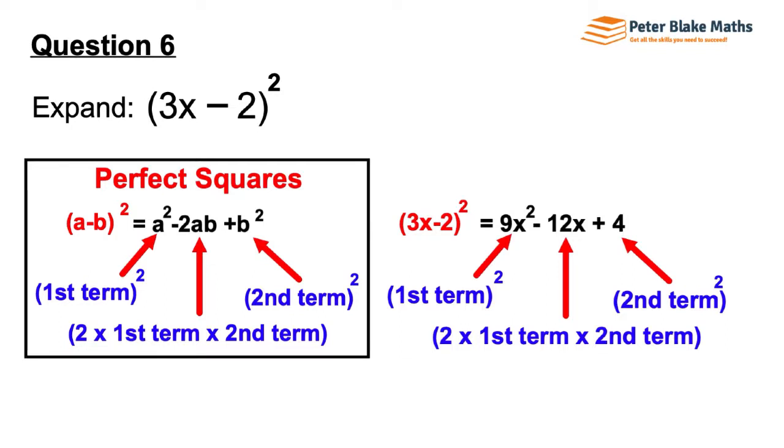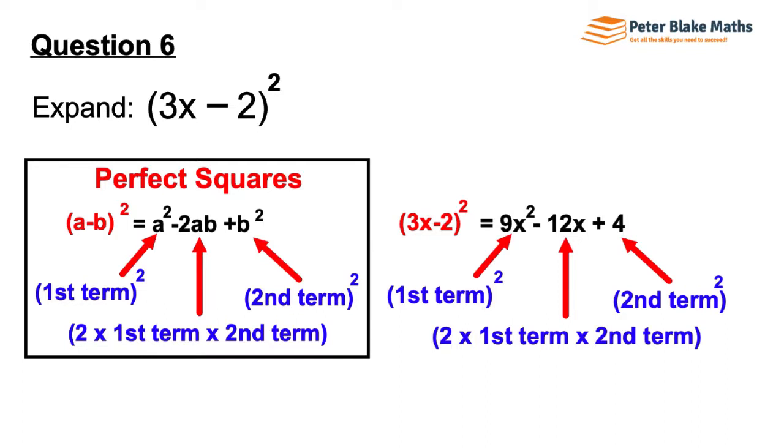The first term of 9x squared came about from squaring the 3x. Got to be careful there. It's 3x times 3x. It's not just 3x squared. It's 3 times 3 times x squared, making 9x squared.